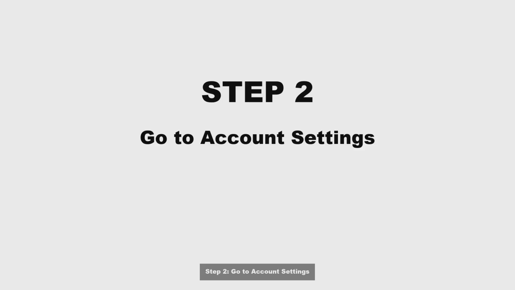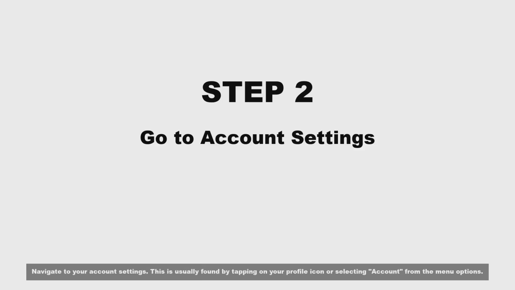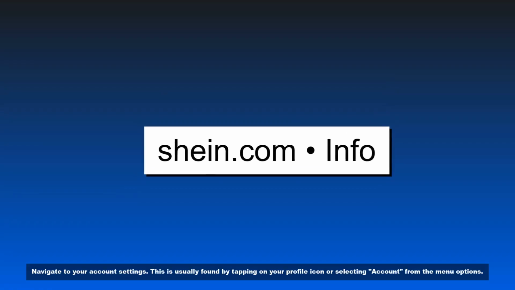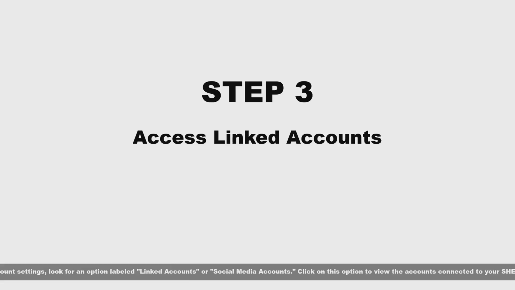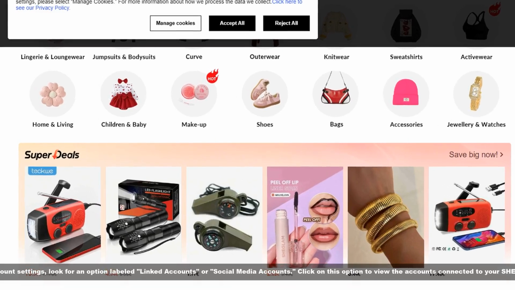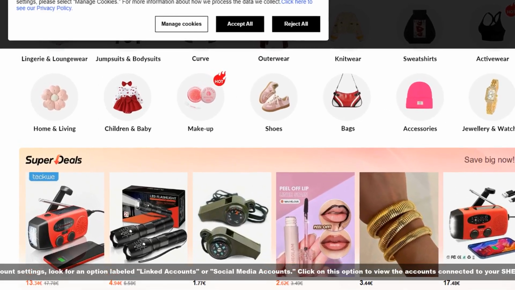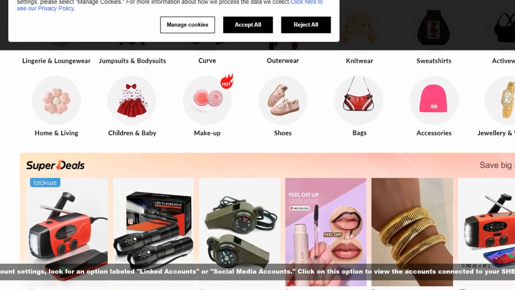Step 2. Go to Account Settings. Navigate to your account settings. This is usually found by tapping on your profile icon or selecting Account from the menu options. Step 3. Access linked accounts. In the account settings, look for an option labeled Linked Accounts or Social Media Accounts. Click on this option to view the accounts connected to your SHEIN profile.